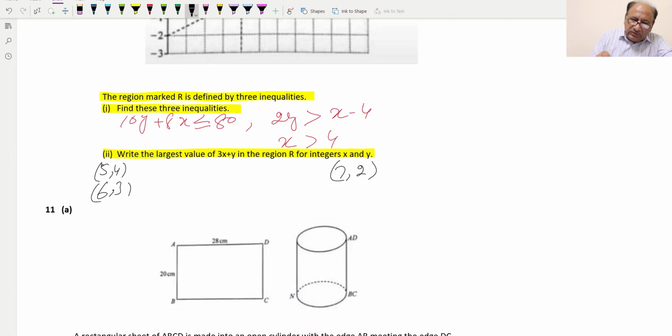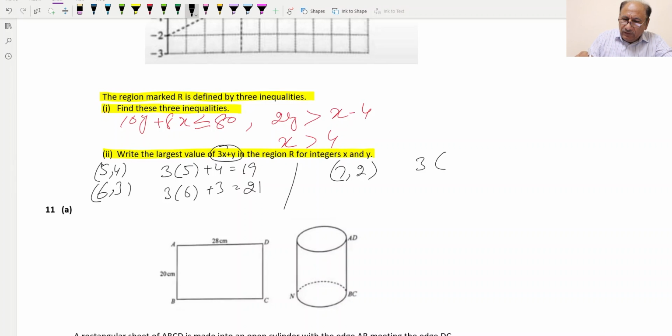So 3x plus y, we can use this. So 3 into 5 plus y value is 4, and this is resulting to 19. And this will be 3 into 6 plus 3. We are putting this point in 3x plus y, so it will be 18 plus 3 will be 21. And if we use this point, this will be giving us 3 into 7 plus 2, which is equal to 21 plus 2 will be 23. So this value will be the largest value.